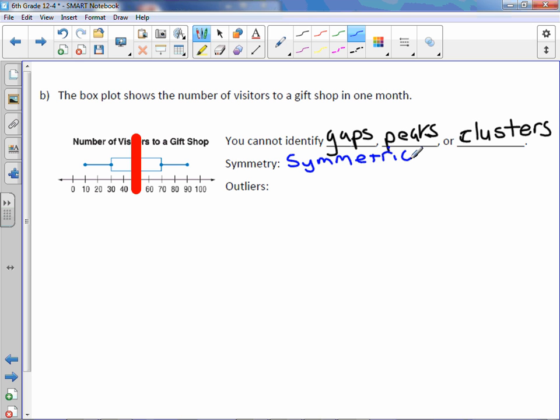And again, outliers on a box plot generally would be way out there, stars or asterisks on either end. And since I don't see any, and because it's symmetric actually, we would say there are no outliers.